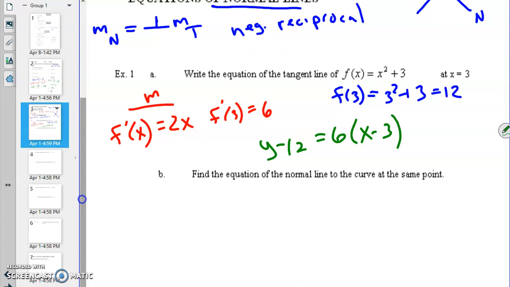Now, if we were going to sketch this, we can, because we know what this function looks like. It's x squared plus 3, a normal parabola with an upshift of 3. And we just found the equation of the line at x equals 3, so we found this equation right here.